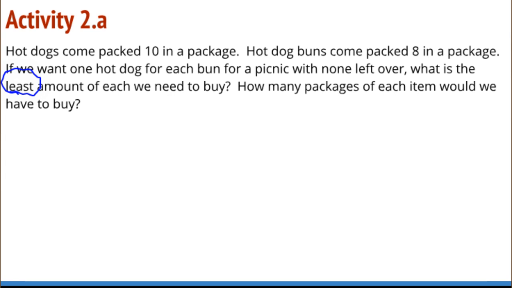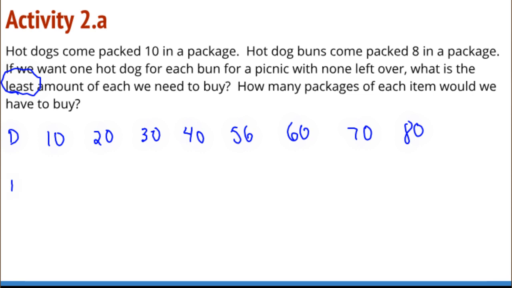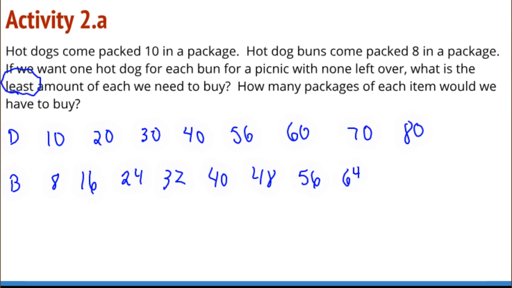So if I bought one package, I'd have 10, and I have 20, I'd have 30, I'd have 40, I'd have 50, 60, 70, 80. So that would be the hot dogs. And then we've got the buns, and they are 8, 16, 24, 32, 40, 48, 56, plus 8 more, 64, plus 8 more, 72, plus 8 more, 80. Okay.